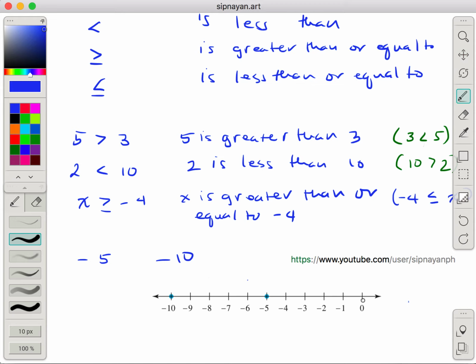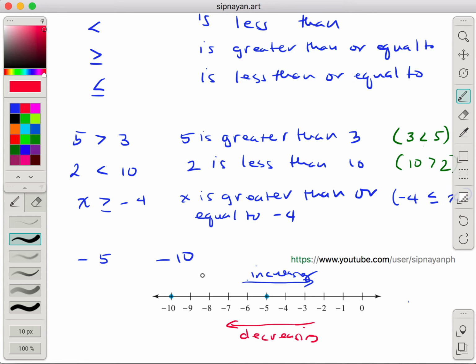So, habang pakanan tayo ng pakanan, 0, 1, 2, 3, 4, 5. Pag pakanan siya, ibig sabihin, increasing, di ba? So, pag pakanan ng pakanan, palaki ng palaki. Pag pakaliwa naman siya, habang pakaliwa ka, you are decreasing. So, the number is decreasing, not you.